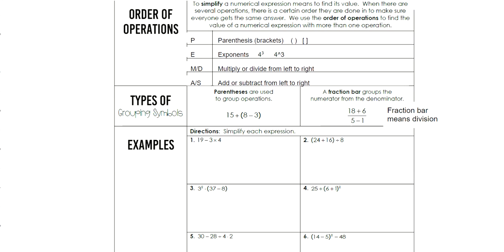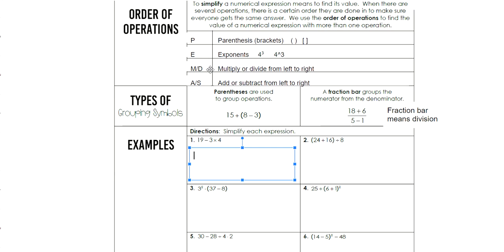Now, when you do this, I would like you to show all your work because it's easy to make a mistake when you do these, okay? So it's 19 minus 3 times 4. Like, I go up, any parentheses? Nope. Any exponents? Nope. Multiply or divide? There is. It's 3 times 4.